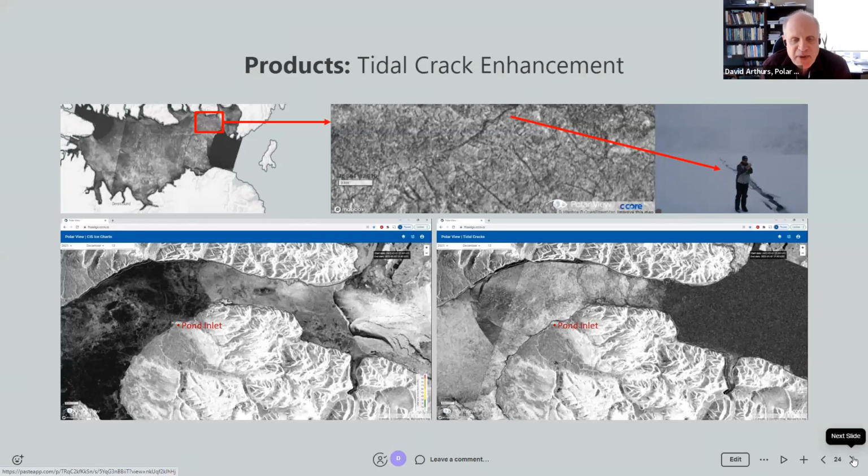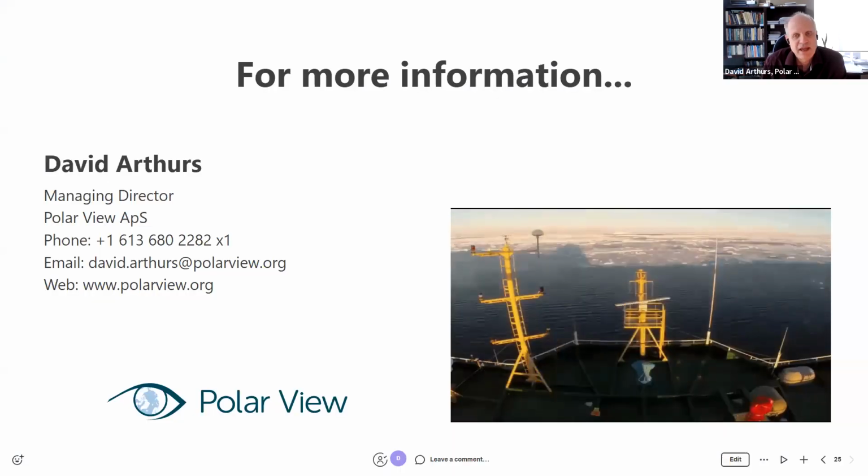Using InSAR pairs, we can sort of analyze 2 images and pop out the cracks. And this is a sort of new state-of-the-art thing we're working on. But at the top here, you can see the satellite image and then what it looked like in real life. And on the left at the bottom is just a single SAR image. And on the right is one that's been enhanced to show the same area, but sort of having the tidal cracks show up more clearly. And that's it.